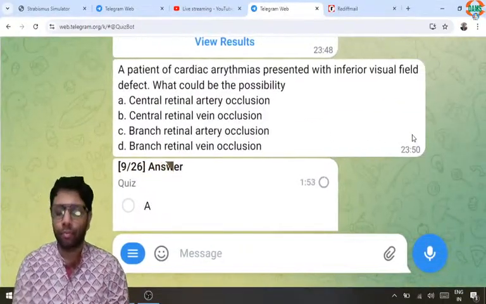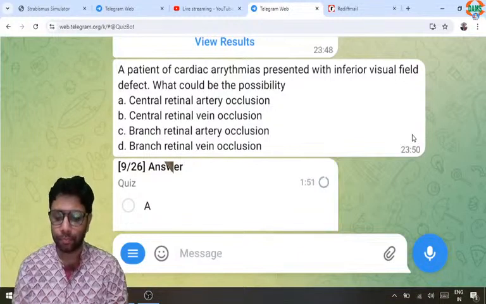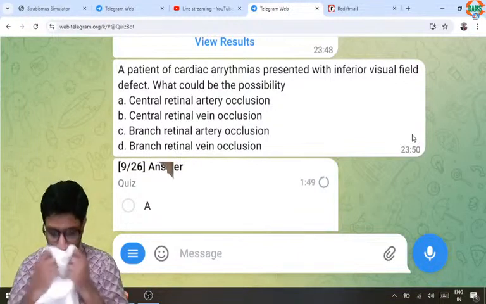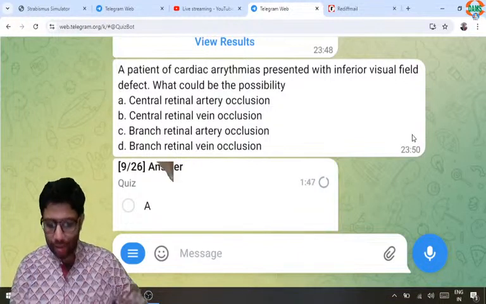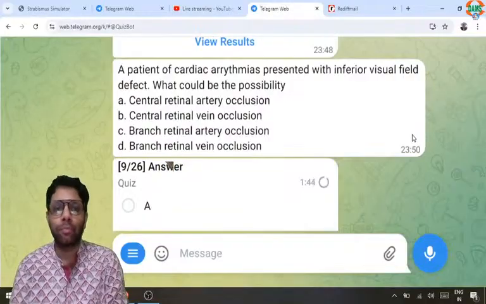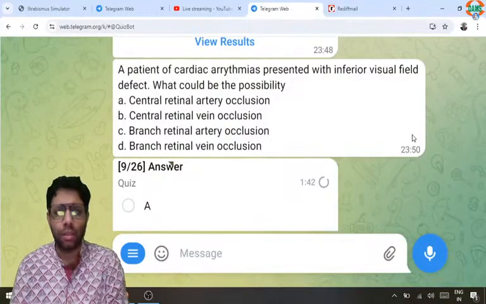Alright, this is the INI CET PYQ. Good answers. Very good. Now, a patient of cardiac arrhythmias.